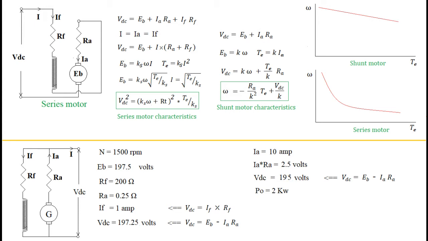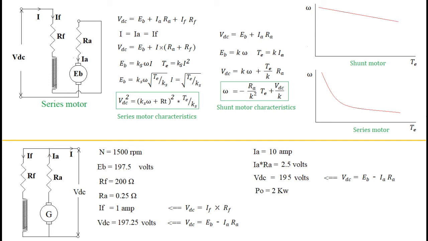This equation is rearranged to set the dependent variable speed or omega on the left side and the independent variable torque Te on the right side. This equation tells us that as load torque increases, speed drops to a small extent. This behavior is observed in an actual shunt motor, so it is known as a constant speed drive with regulation below 5%.